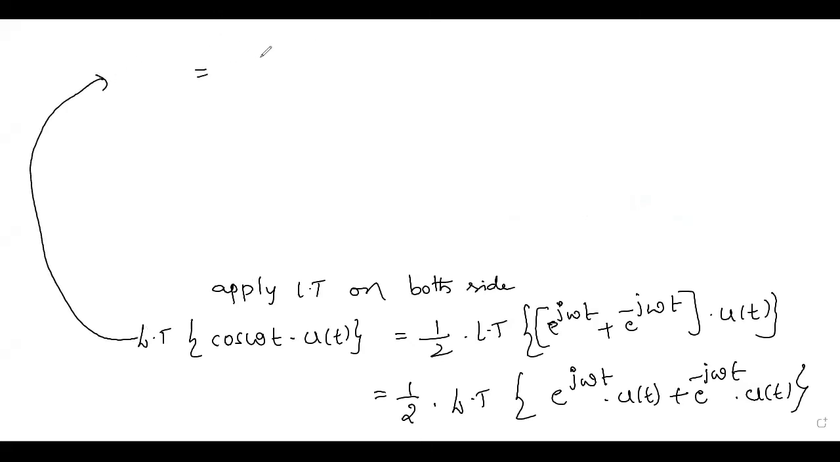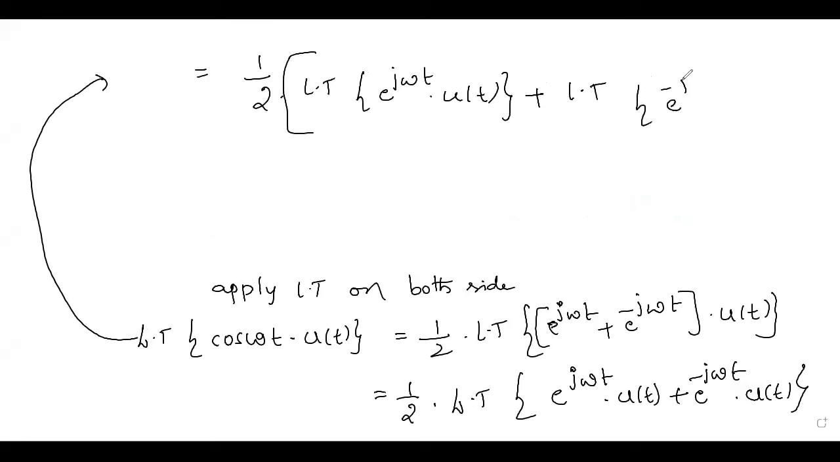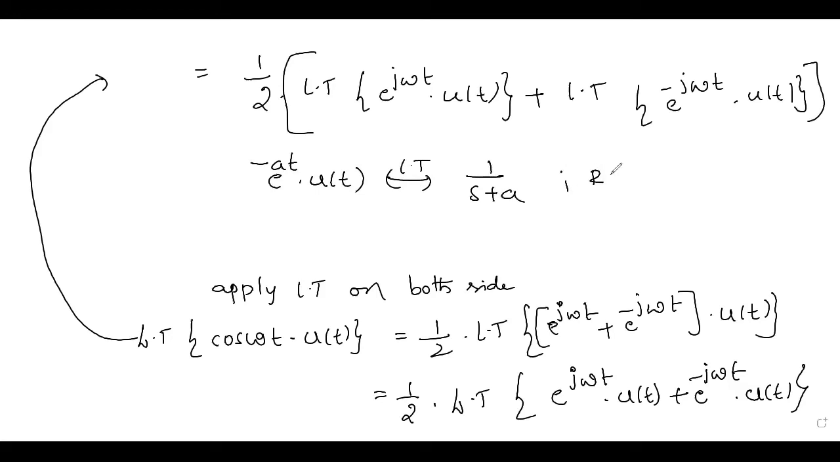So it is equal to 1 by 2 into the Laplace transform of e power j omega t into u of t, which is the first signal, plus the Laplace transform of the second signal, e power minus j omega t into u of t. Now, what is the standard formula we use here? For the standard pair e power minus at into u of t, the Laplace transform is 1 by s plus a, where real part of s is greater than minus a.